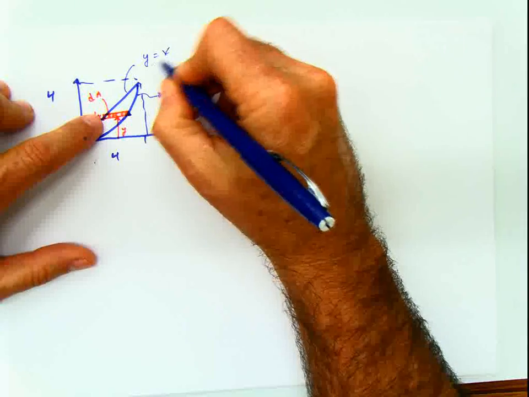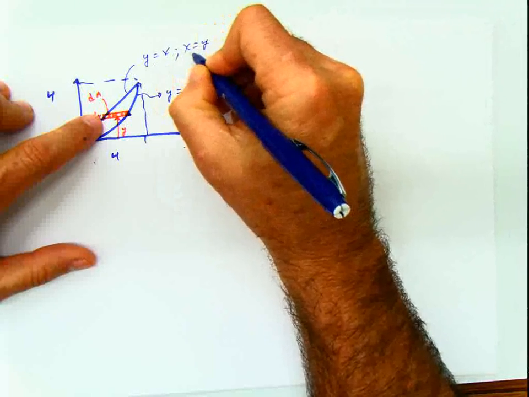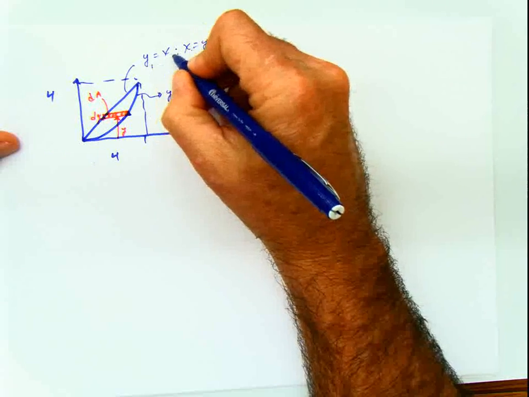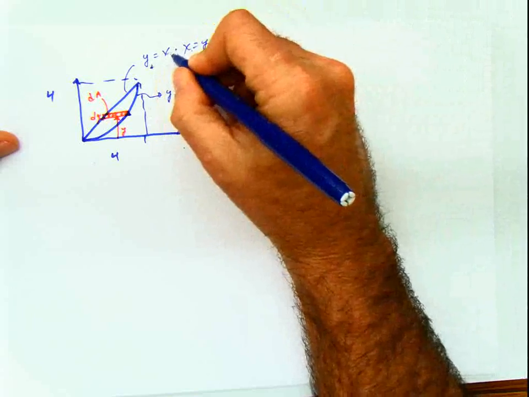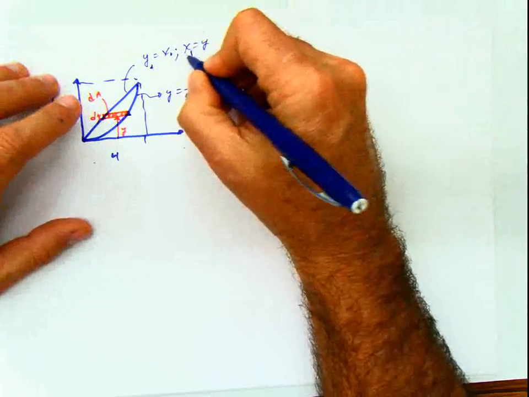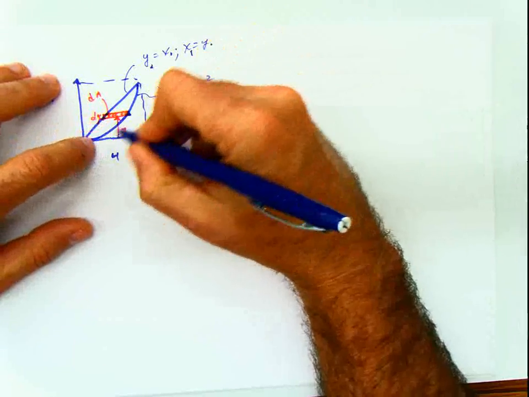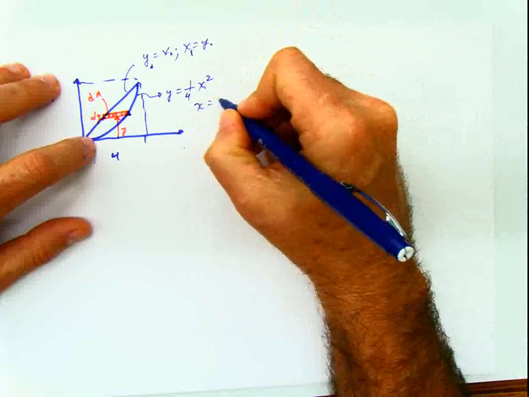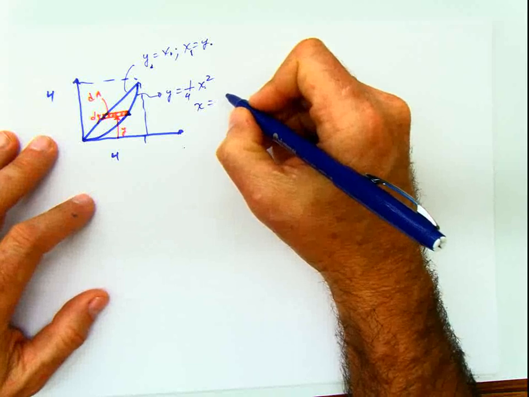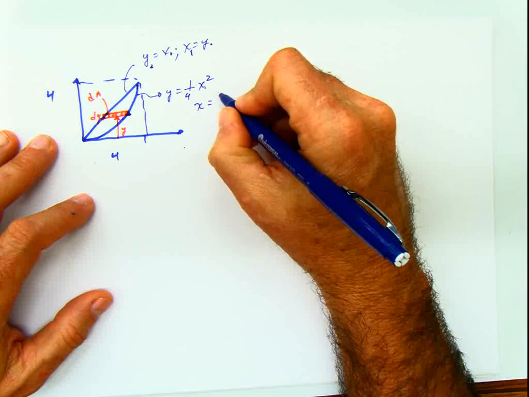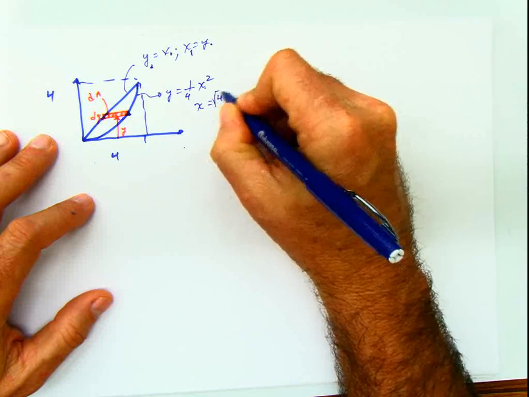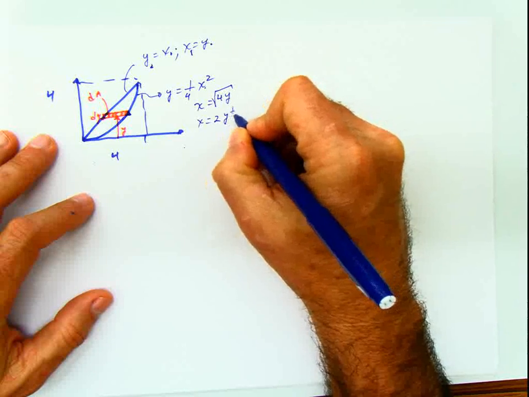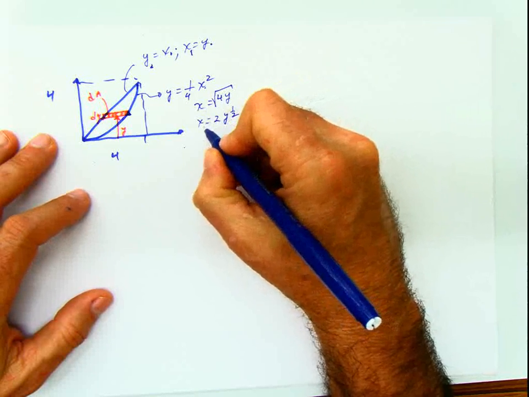So I have to solve for x. In this case, x equals y. I called it y1, x1 last time, in this case it should be y and x. So this is going to be y, x1 is going to be y. And this one here, if I solve for x, x is going to be the square root of 4y, or I can say that x equals 2y to the 1/2, and of course I'm going to say that this is going to be x2 now.